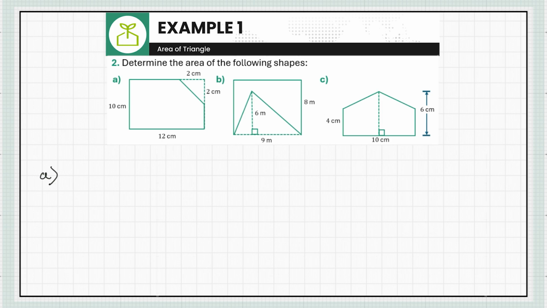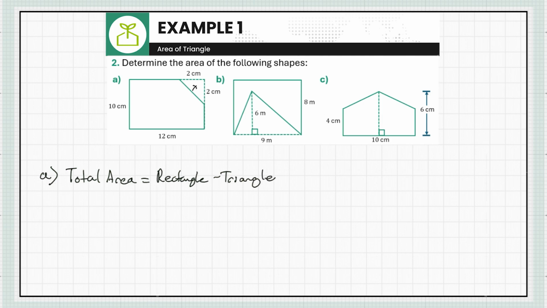So if we look at our first one here, we have basically a rectangle, and then we've removed this triangle up here. So in order to solve for the area of this shape, one of the easiest ways to do this would be to solve for the area of the total rectangle and then take away this area of a triangle. So in this case, we can think about it as total area is going to be equal to our rectangle minus the triangle.